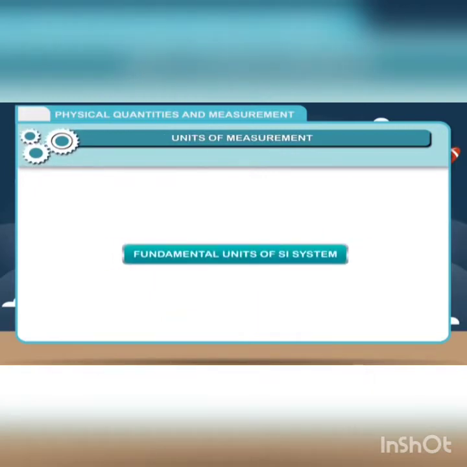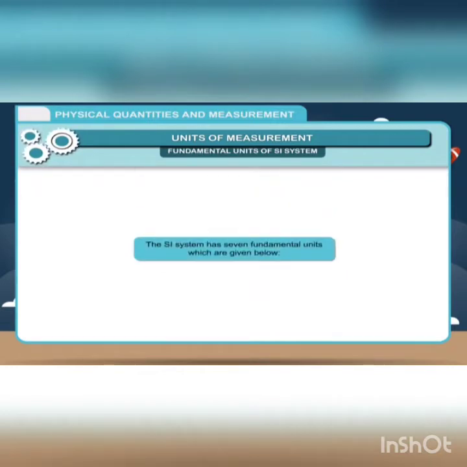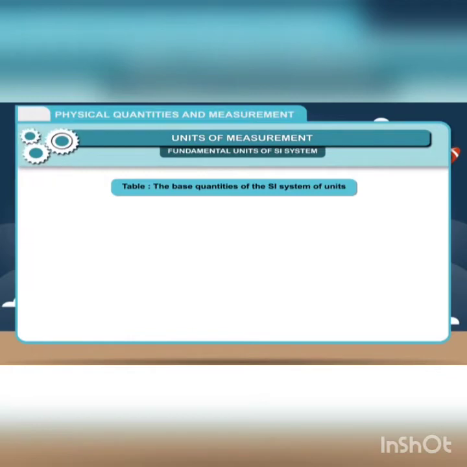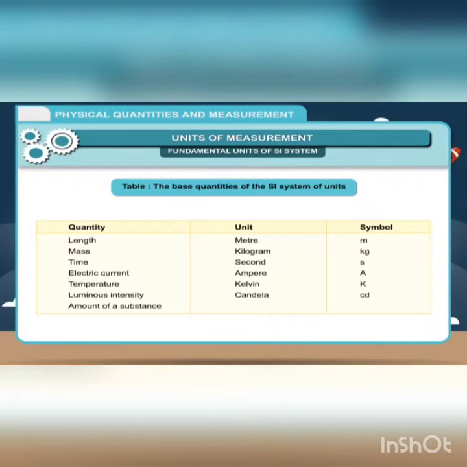Fundamental units of SI system. The fundamental units do not depend on any other units. They have their own values. The SI system has 7 fundamental units which are given below. Table: the base quantities of the SI system of units. Quantity, unit, symbol. Length, meter, m. Mass, kilogram, kg. Time, second, s. Electric current, ampere, A. Temperature, Kelvin, K. Luminous intensity, candela, cd. Amount of a substance, mole, mol.